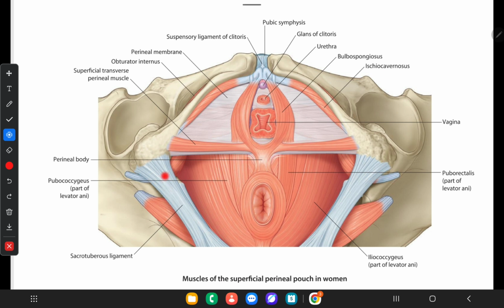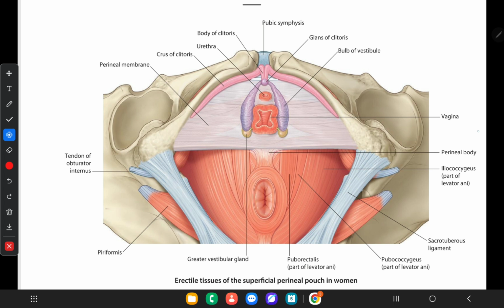Here you can see the sacrotuberous ligament. Sacrotuberous means it goes from the sacrum to the ischial tuberosity. And here the other part of the levator ani muscle, the biggest part, the iliococcygeus, that means it goes from the ilium to the coccyx. There are three parts of the levator ani muscle: puborectalis, pubococcygeus and iliococcygeus. Those you can see in the superficial perineal pouch.